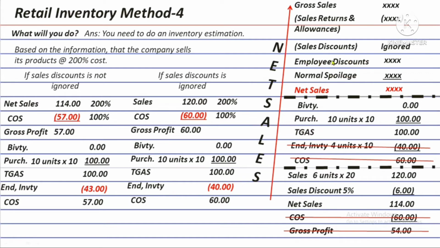Now, before we go to these computations, let's define first employee discounts. So employee discounts are the discounts given to employees so that the employees will be encouraged to buy the products of their employer company. Like for example, a manager of a clothing company has been given 10% employee discount rate.